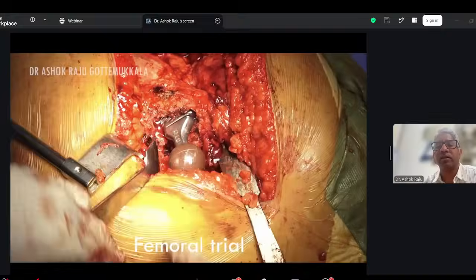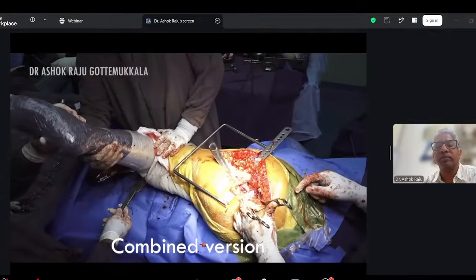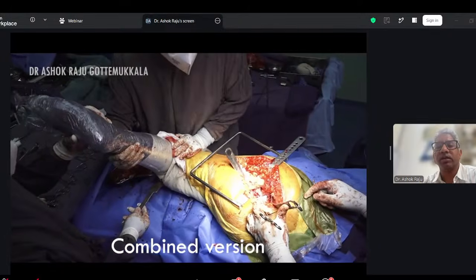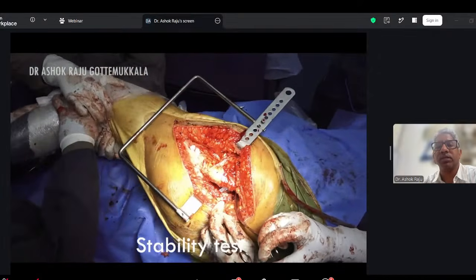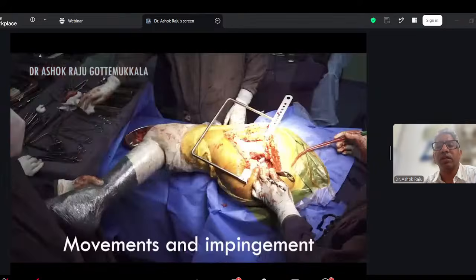Then you trial it. Once you've trialed it, you look through the range of movement. You look at the combined anteversion, how it is. You do a stability test, and then you look for the range of movement.